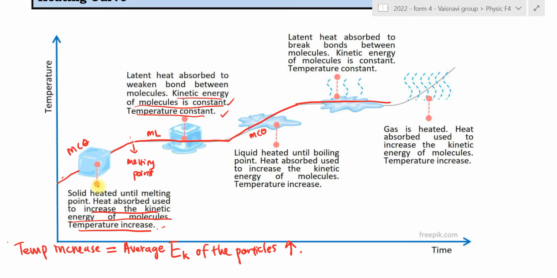Okay. So this is latent heat of vaporization. And then finally you become the steam. Gas is heated. Heat absorbed is used to increase the kinetic energy of the molecule. So temperature increases as usual. Can understand? Yes, sir. If I go too fast, let me know. Okay, sir.